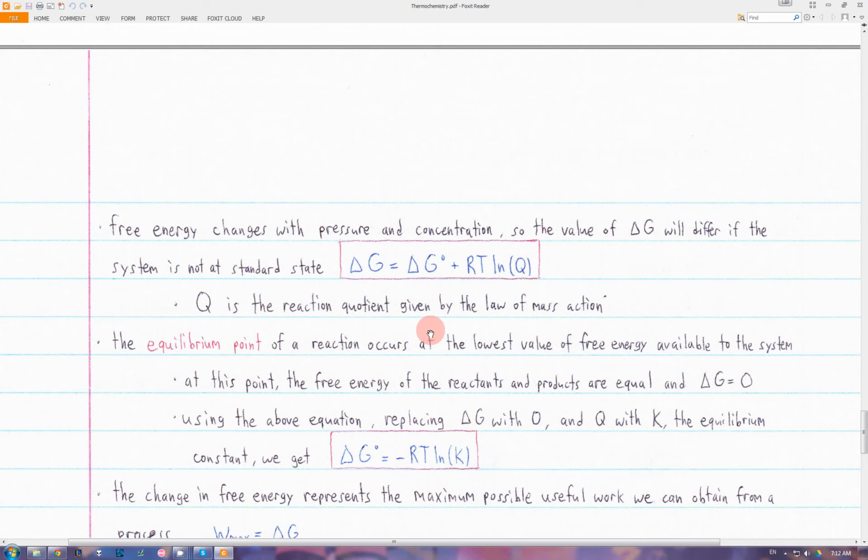So we can find when this occurs by using this equation and setting delta G equal to 0. Then we move things around and we get that the standard state delta G at equilibrium is equal to negative RT ln of K. We just replace Q, the reaction quotient, with K, the equilibrium constant, because it's at equilibrium. So this relates the K and the delta G at standard state for any reaction. Just remember, delta G equals 0 when the system is at equilibrium.